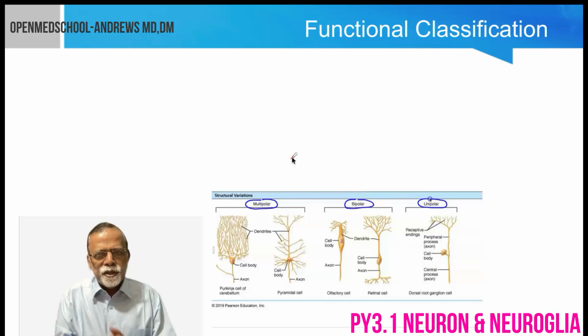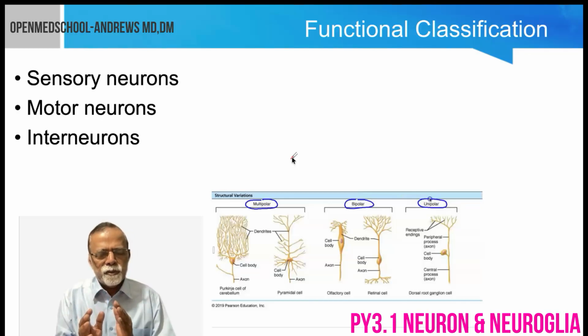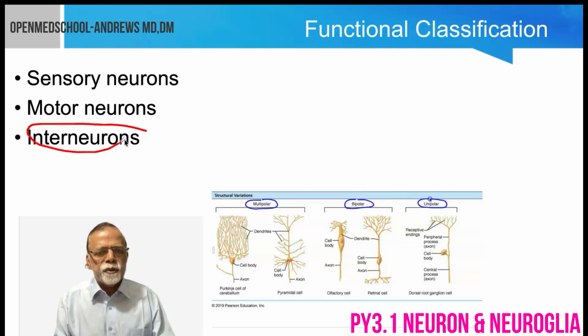There are different classifications for the neurons. Depending upon the function, we will classify into sensory neurons. These are neurons that receive sensations. Motor neurons, these are concerned with the motor activity, that is muscle contraction. And there are other neurons which are called interneurons, that is, they communicate between the neurons. This is the functional classification.